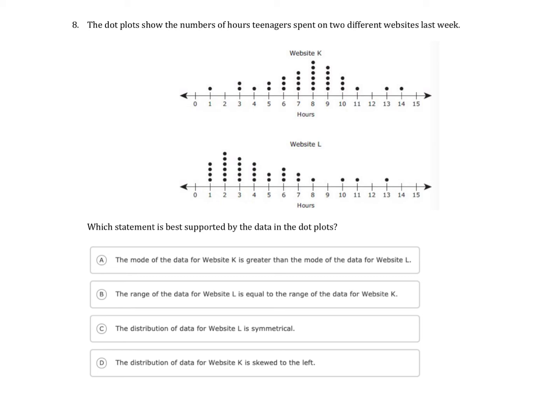Number 8 says the dot plot showed the numbers of hours teenagers spent on 2 different websites last week. Which statement is best supported by the data in the dot plots? So A says the mode, which means the middle, of the data for website K is greater than the mode of data for website L. So since mode is middle, this is where we have learned the cross-out method to get to the middle.